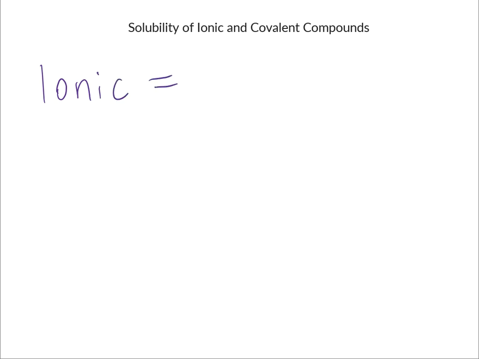You can see this form with a metal and a nonmetal, or you can also see polyatomic ions involved. The best way to think about it is that you have a positively charged cation paired with a negatively charged anion. These cations and anions can be monatomic or they can be polyatomic.